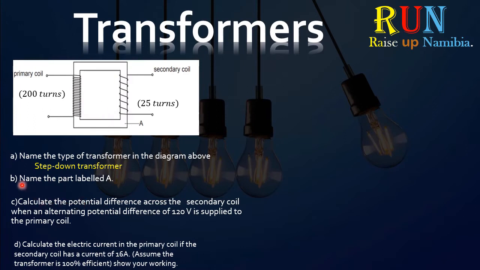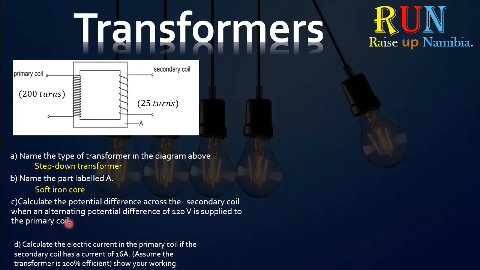Okay? Now B states, name the part labeled A. So that will be a soft iron core. Then for C, calculate the potential difference across the secondary coil when an alternating potential difference of 120 volts is supplied to the primary coil.